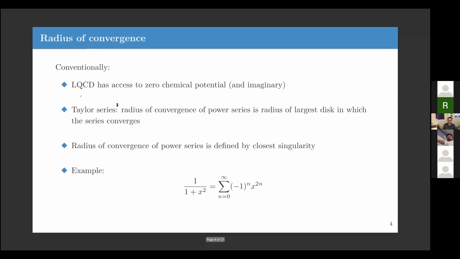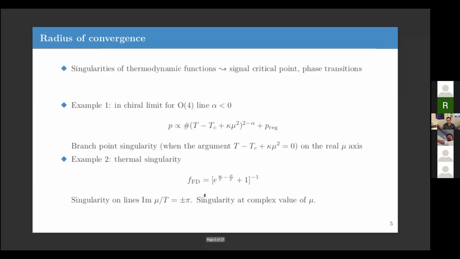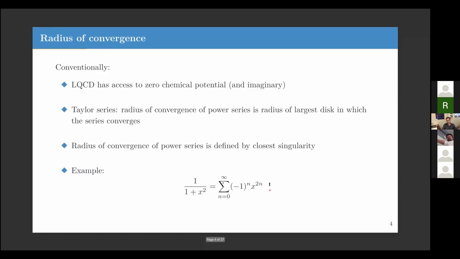Okay. So the radius of convergence of a power series in complex analysis is defined by the closest singularity. So here is a very trivial example. If we consider this function, it doesn't have anything unusual on the real axis as a function of x. Nevertheless, it has a singularity on the purely imaginary axis, when x equals plus or minus i. So if you compute the radius of convergence of this Taylor series, you'll see that the radius of convergence is defined by x equals one. And this is exactly the location of the singularity. So this is a very trivial one.